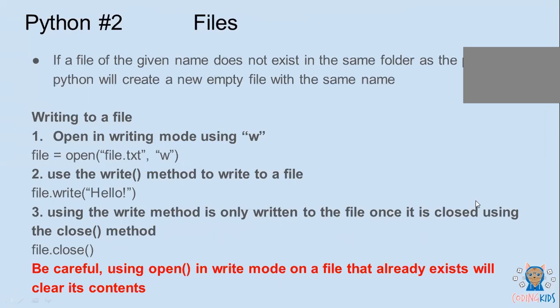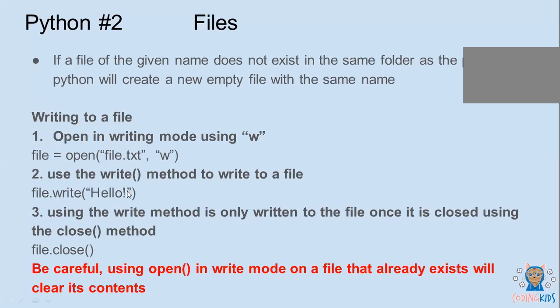So that's writing to a file. Next important thing: open in writing mode using W. That's for writing mode. So we've got file equal open, the open method, name of the file, and the mode as W. Use the write method to write to a file. So file.write hello. So that was the open method, and now this is the write method.